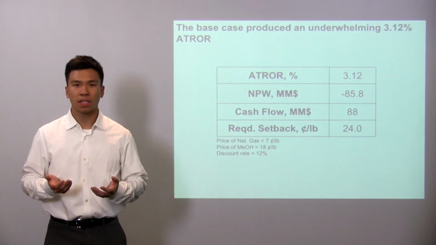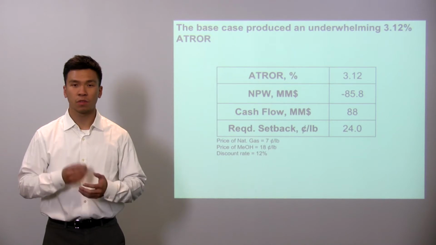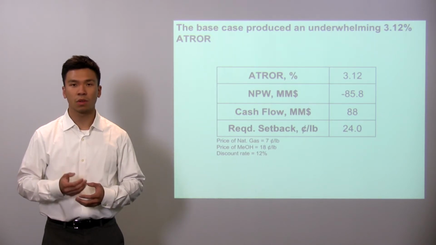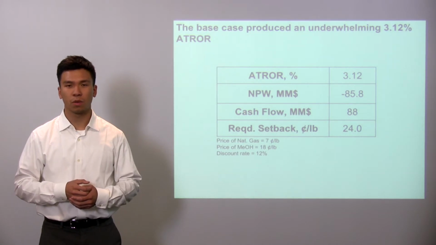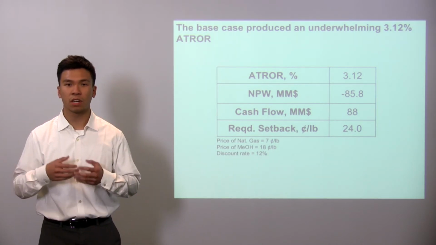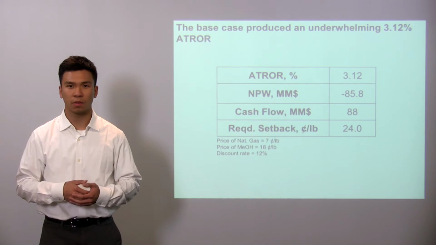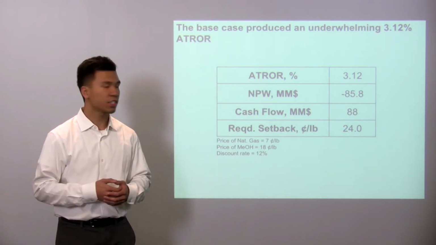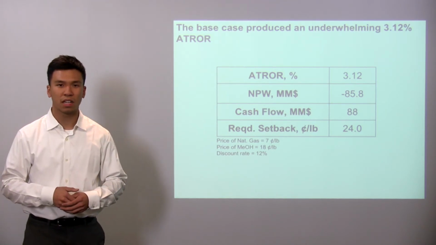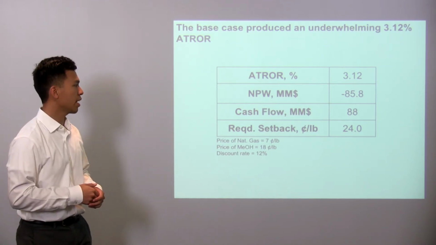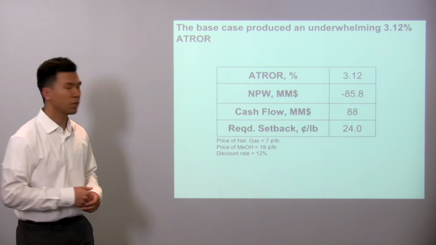When using these two prices, the economic evaluation for the base case design yielded an underwhelming after-tax rate of return of about 3.12%. This does not reach our company's hurdle rate of about 15%. Additionally, the net present value was about negative $85 million, and cash flow was $88 million.